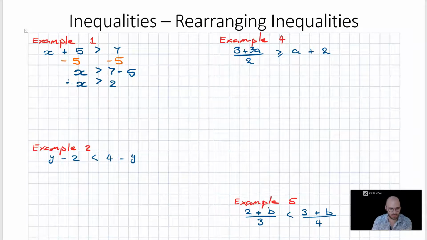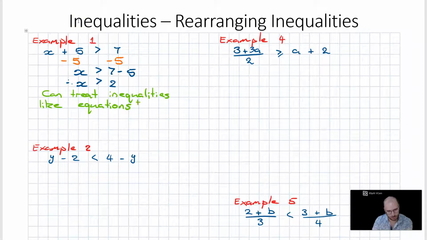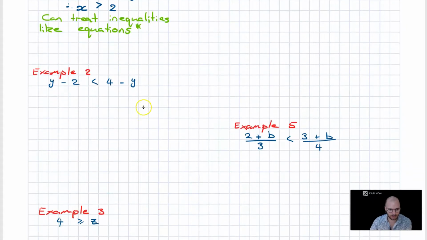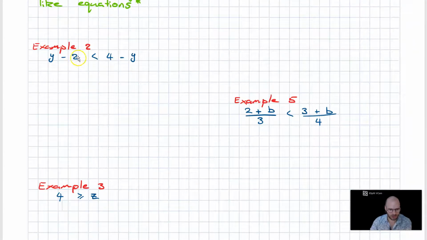So the rule we follow for rearranging inequalities is just treat them like they're equations. Mostly. This isn't always going to be the case, but for the most part we can treat them like they're just regular equations. Now example 2, we have y minus 2 is less than 4 take y.